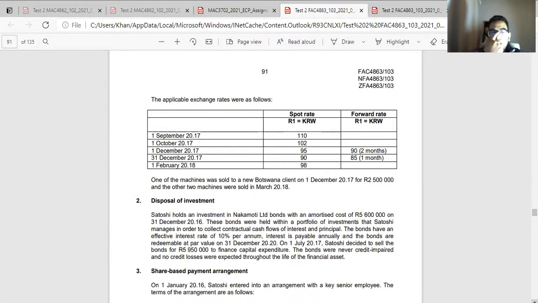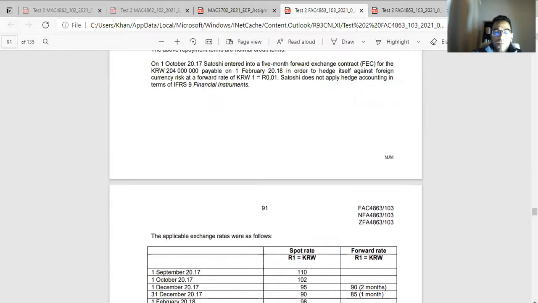So what you must go through your mind is the impact on profit or loss. Because remember, in the scenario above, they gave us profit or loss, and they said this is profit or loss before taking into account any of these transactions. So what is going to impact profit or loss is the remeasurement on the settlement date on 1 December 2017, the remeasurement of the liability at year end, 31 December, as well as the FEC contract at 31 December 2017. So those are the three things.